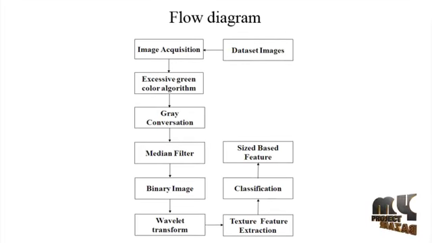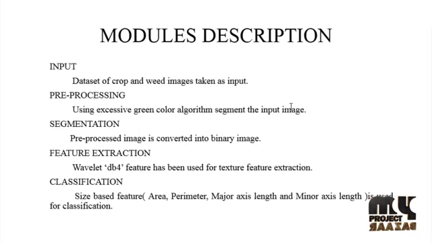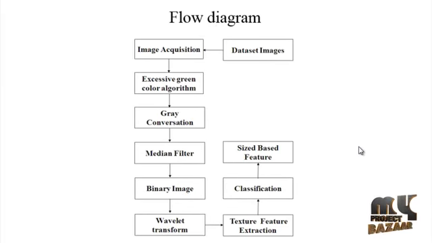First of all, the dataset of crop and weed image input is taken. Using the excessive green algorithm, the input images are segmented. In the segmentation, the pre-processed image is converted into a binary image. In the wavelet extraction, DB4 feature has been used for texture feature extraction. In the classification process, size-based features, that is area, perimeter, major axis length and minor axis length, are used for the classification. Finally, we classify the crop and weed of the process based on the size based features.